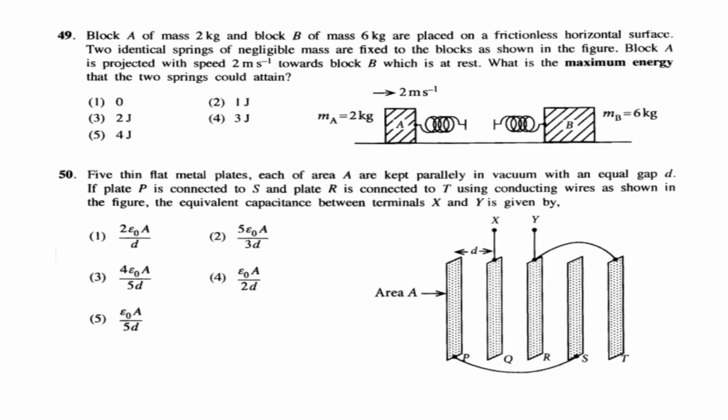These kinetic energies are possessed by the masses. So the lost kinetic energy will be gained by the springs. So the maximum energy of the two springs attained is 3 joule. Answer 4. Question number 50.